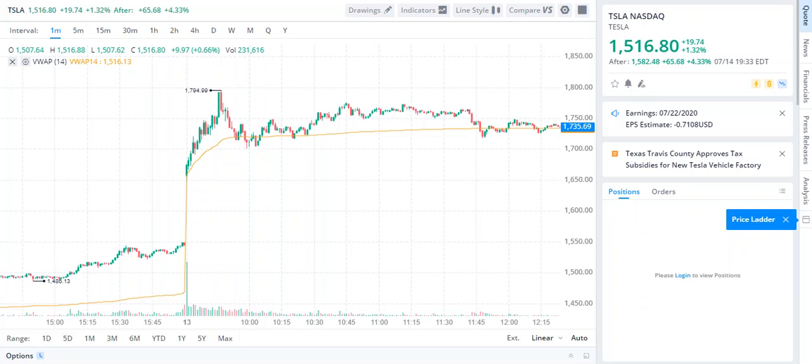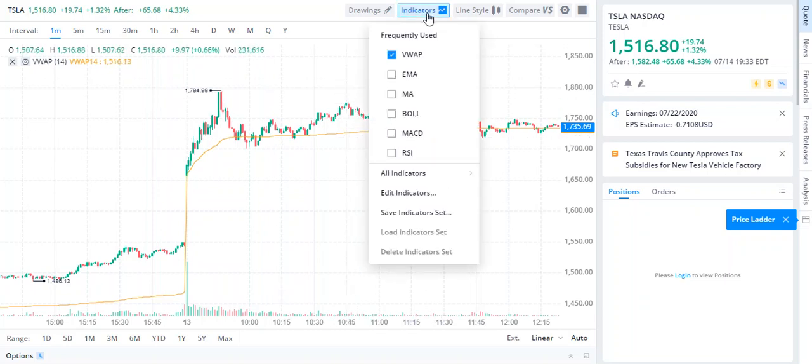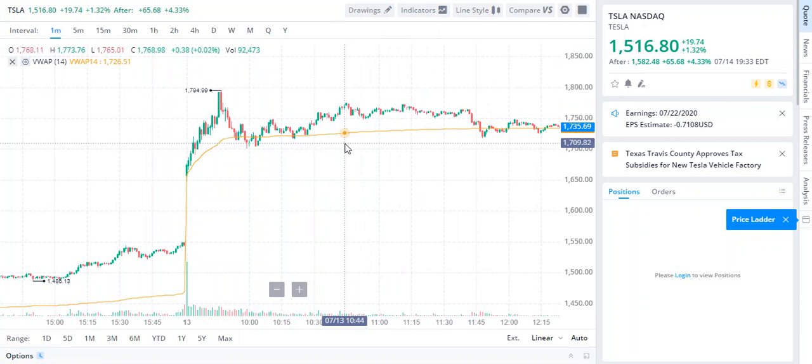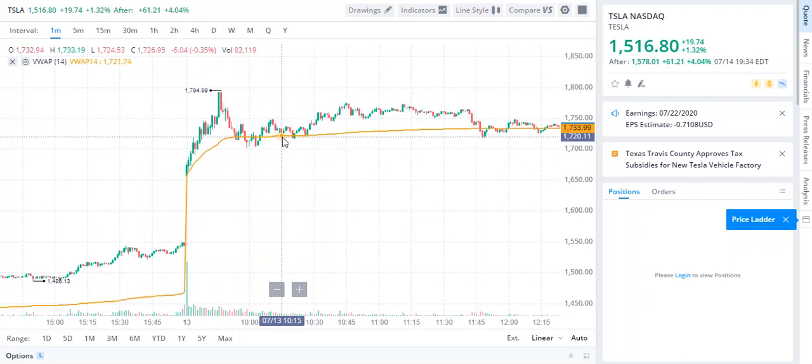So you also have your VWAP, which is your volume weighted average price. You can get that by going to indicators, clicking VWAP. It's that orange line right there. The VWAP is another way of finding out the support and resistance. So you can use your moving averages, and if you want to confirm, you can click the VWAP tool, and now you have your VWAP here.